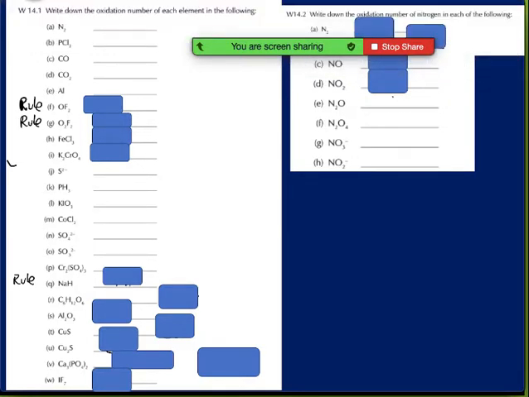So I'm going to start putting them up. So N2 has to be 0 because it's an element. The PCl3, the Cl will be a -1. 3 of them means the phosphorus is +3. Carbon monoxide, the oxygen is -2, carbon is +2. In CO2, oxygen is -2, carbon is +4. Aluminium, because it's an element, is 0.